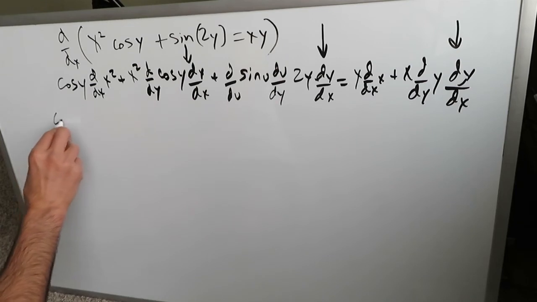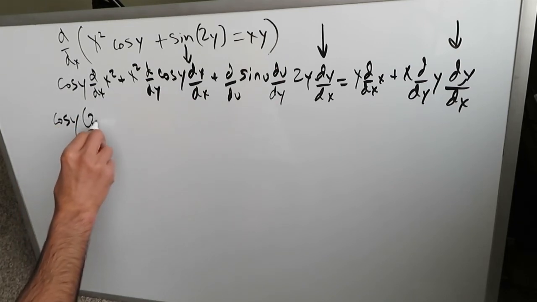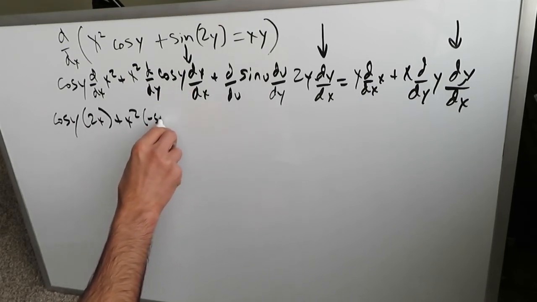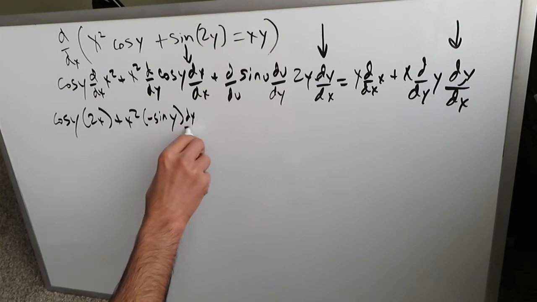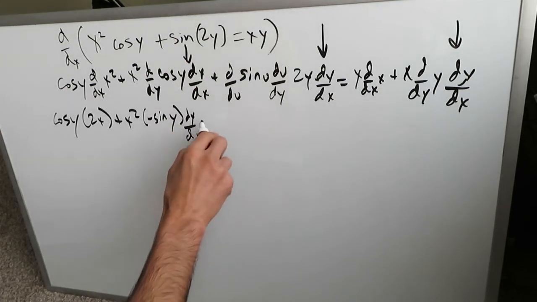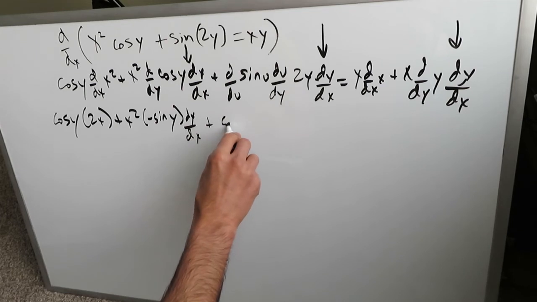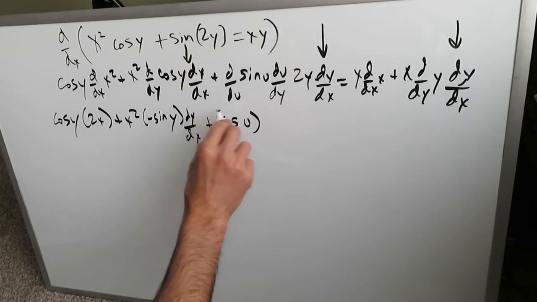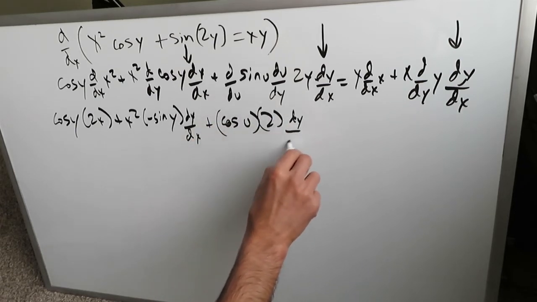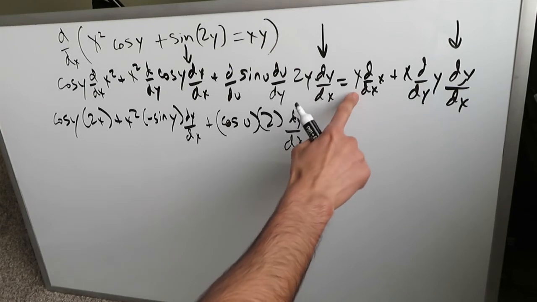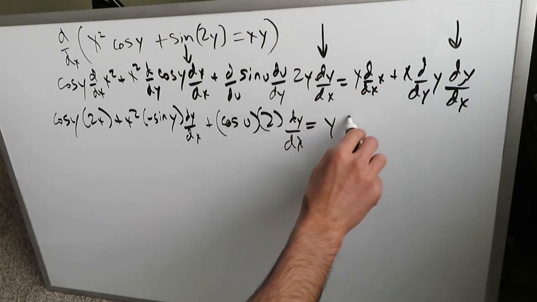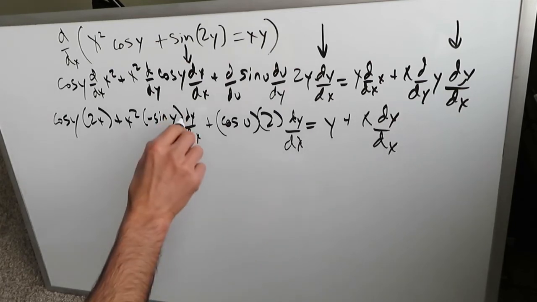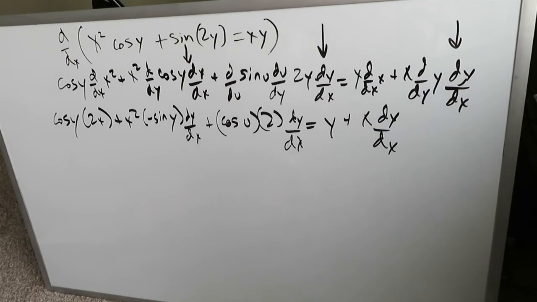Now let's start solving this out. Cosine y multiplied by the derivative of x squared is a 2x, plus x squared multiplied by the derivative of cosine y is a minus sine y dy dx, plus derivative of sine u is a cosine u. Derivative of 2y is just a 2. And then we have the dy dx attached with that. Let's not forget that. Y times the derivative of x is just a y. Plus x times the derivative of y is an x dy dx. Here's my one dy dx, here's my other, here's my other. We have to bring them together somehow.